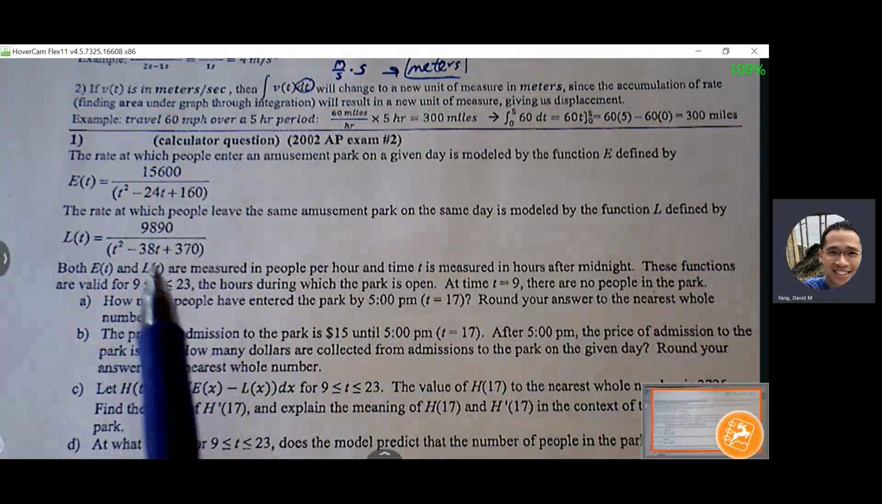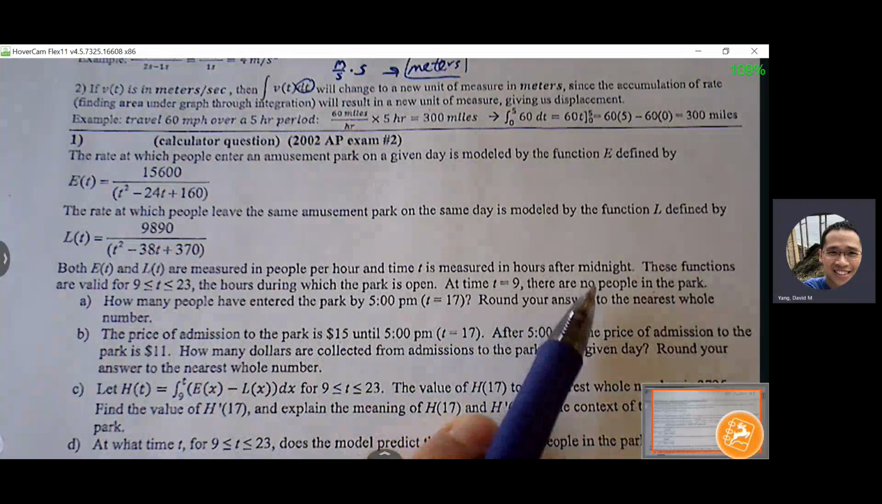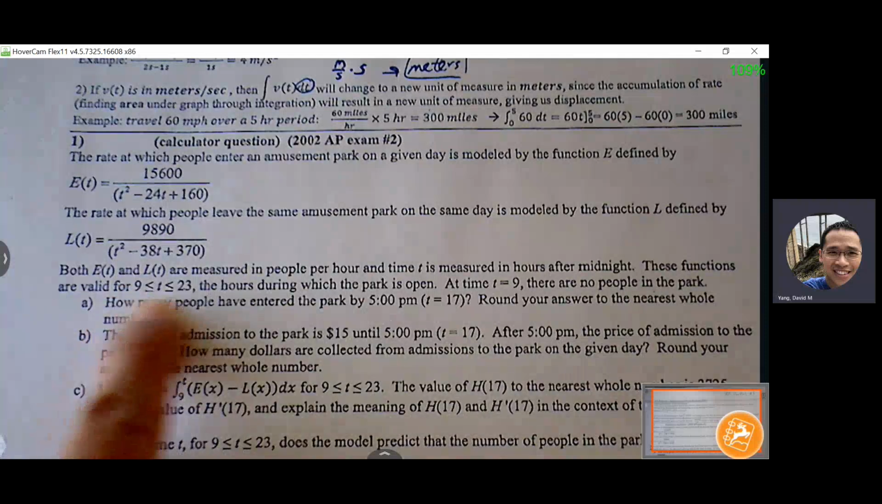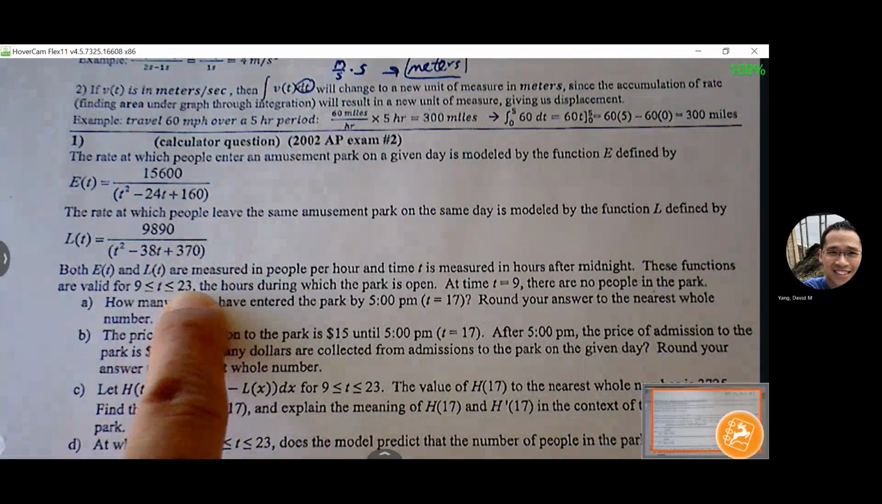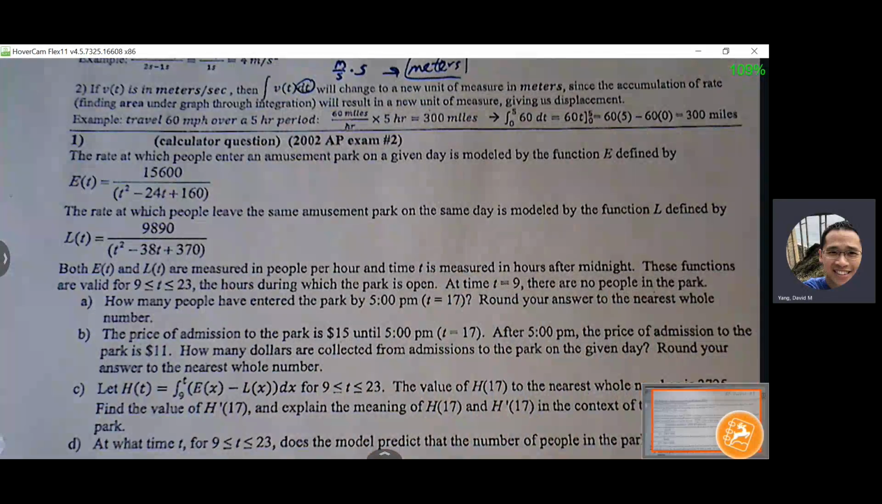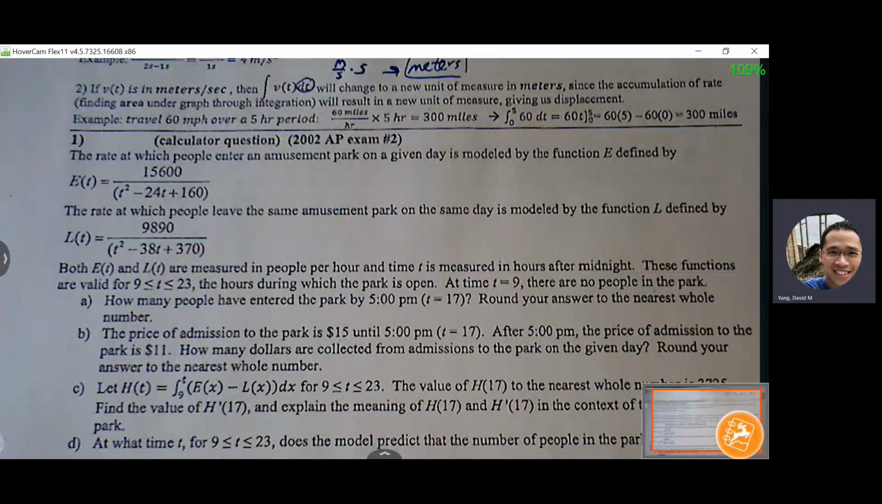Okay, both E of t and L of t are measured in people per hour, and time t is measured in hours after midnight. So these functions are valid between 9 and 23, so 9 a.m. to 11 p.m. Okay, the hours during which the park is open. At time t equals 9, there are no people in the park. Okay. So part A says how many people have entered the park by 5 p.m., which is t equals 17.